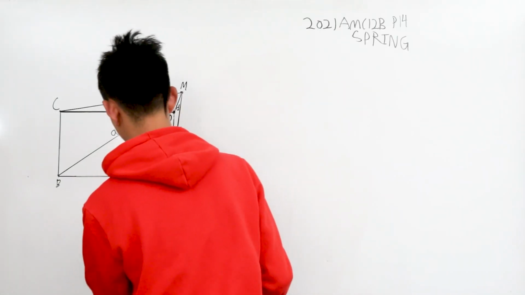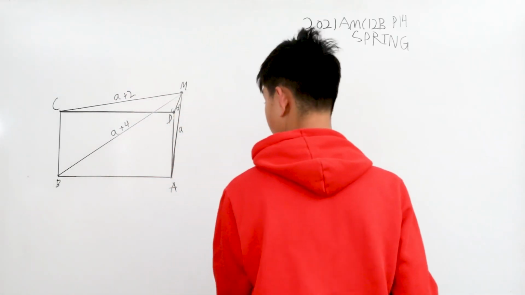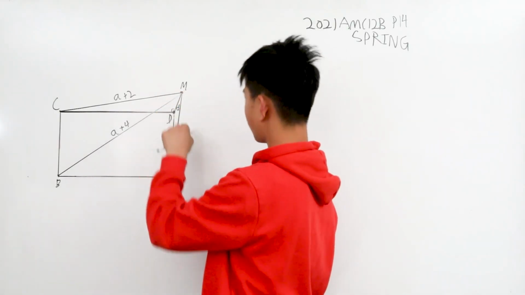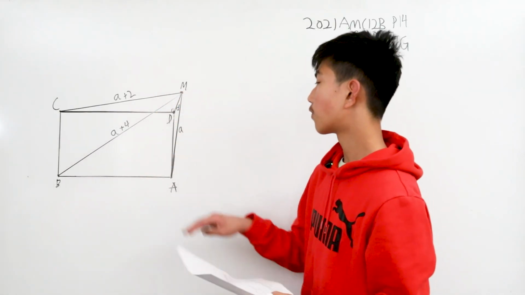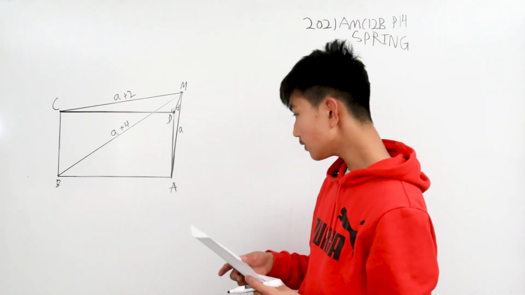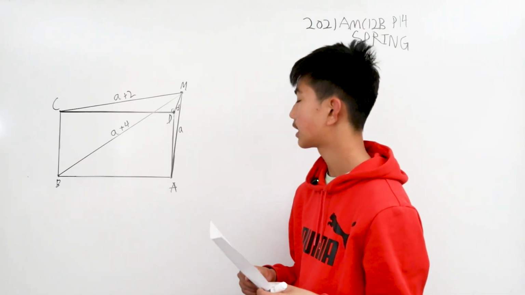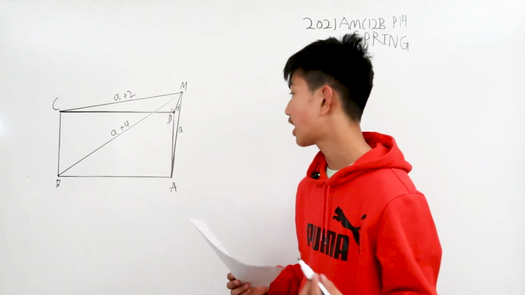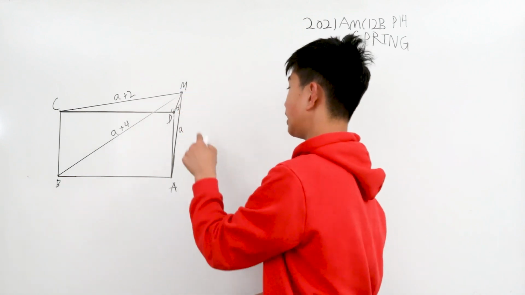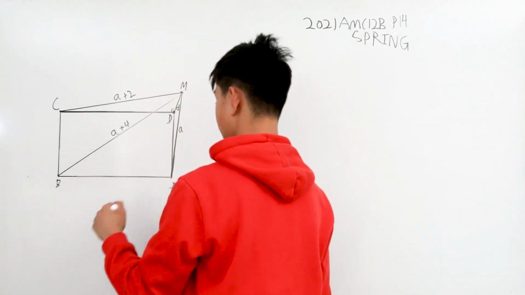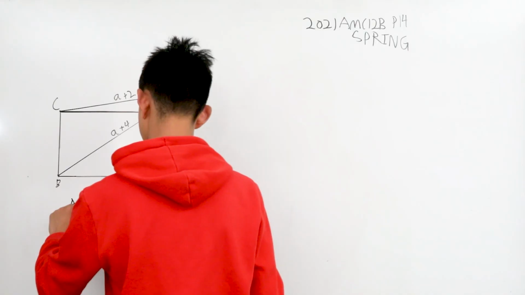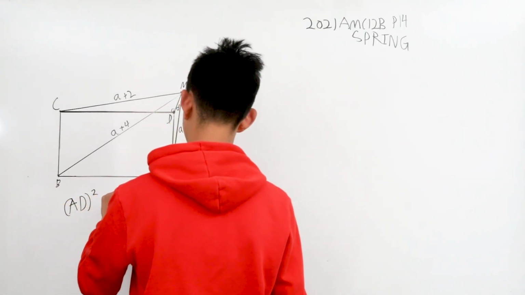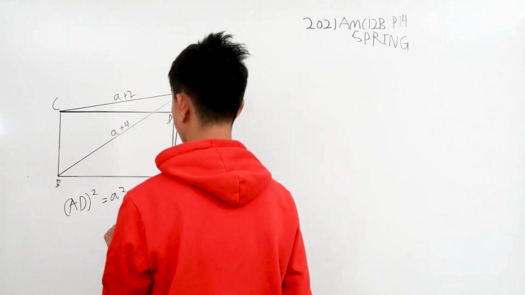That's how we get 3 consecutive odd integers. Also, we want to establish that lowercase d is our height for this part. So we can start solving this problem. We can use the Pythagorean theorem on triangle MAD, and this yields AD squared equals A squared minus lowercase d squared.